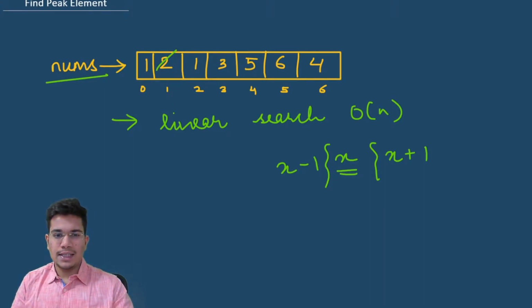But had it been something like 0 here, then we would have iterated for all the elements until we found this 6, which is larger than 5 and 4, and then we would have returned index 5 as the answer. So of course, in the worst case, we need to iterate over all the elements. That's where the linear time comes from.